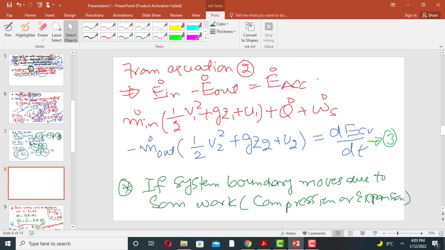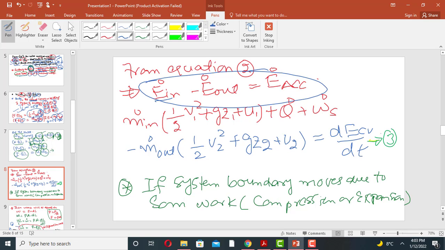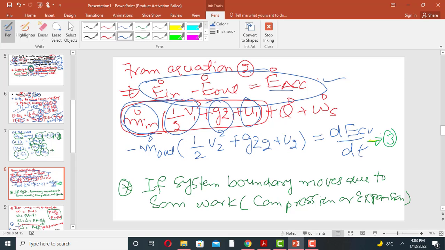Now, from equation number 2: inlet energy minus outlet energy is equal to energy accumulated. From figure number 1, the energy entered to the system due to mass flow rate is three types of energy, as we have already discussed. Due to this mass flow rate, one is kinetic energy, the second is potential energy, and the third is internal energy. Similarly, some heat is also entered to the system. This is Q dot. Similarly, the shaft work is also added to the system.